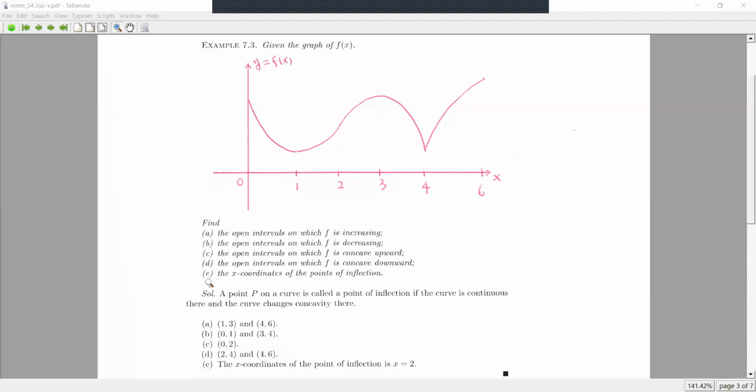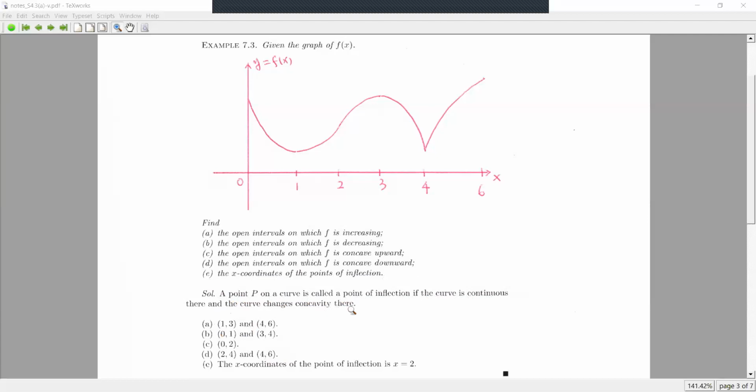Question E, find the x coordinates of the points of inflection. First, you need to know what is a point of inflection. Here is the definition. A point on a curve is called a point of inflection if the curve is continuous and the curve changes concavity there.